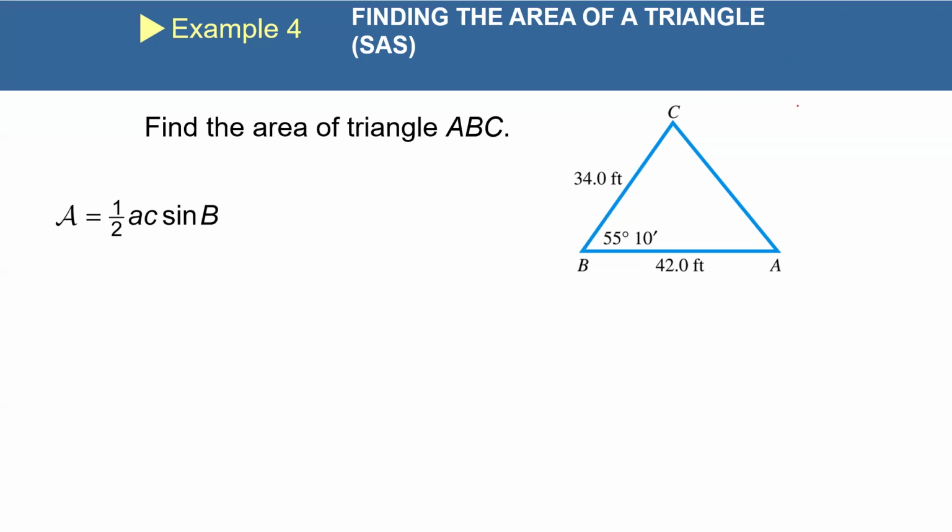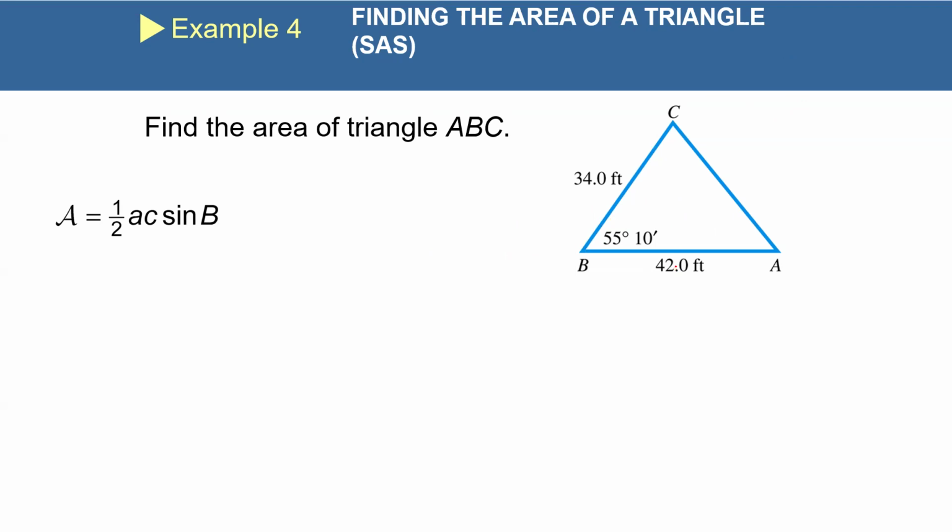You just got to remember that 1 minute equals 60 seconds. But in terms of a degree, if I wanted to go from a minute to a degree, we're dividing. It's 10 divided by 60. Okay, keep that in mind.